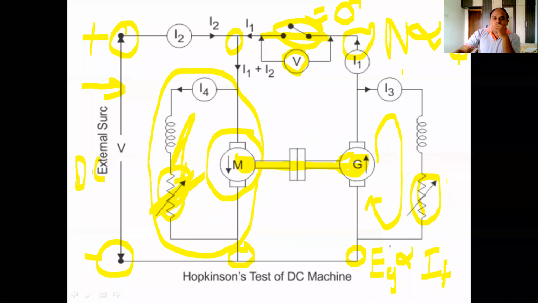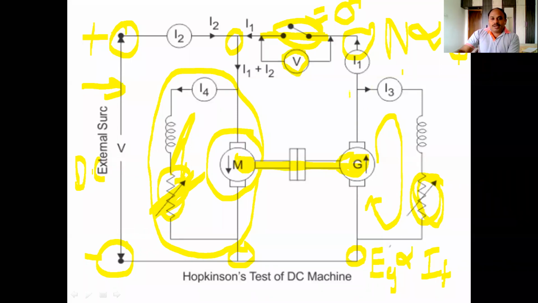After that, gradually varying the field rheostat of the generator, the generated voltage magnitude increases. That means we are increasing the generator potential. The generator is at a higher potential and the motor is at a somewhat lower potential. Power flows from higher potential to lower potential. Therefore, electrical power flows from generator to motor.